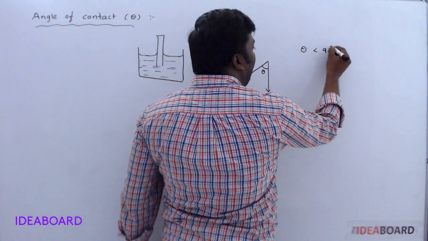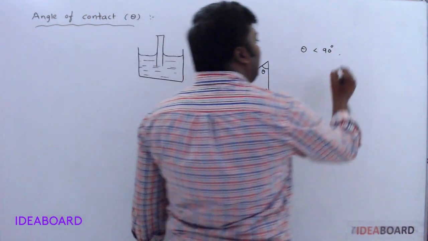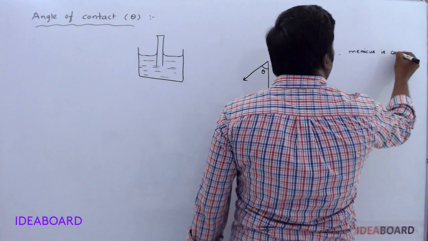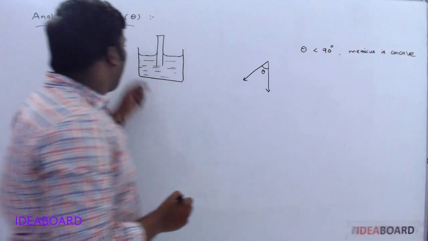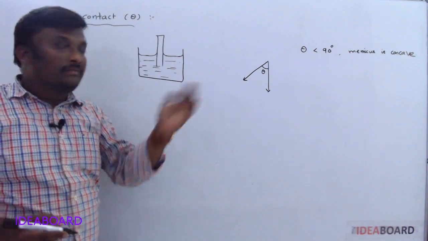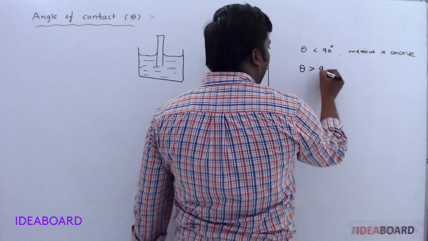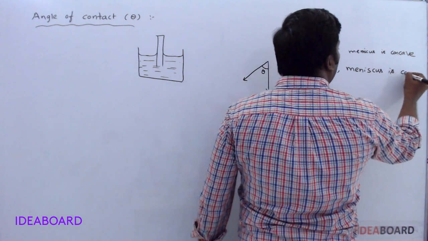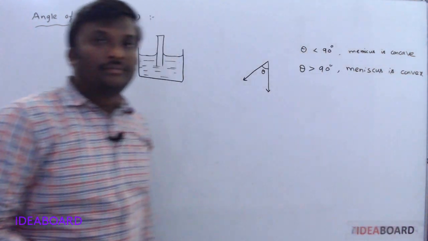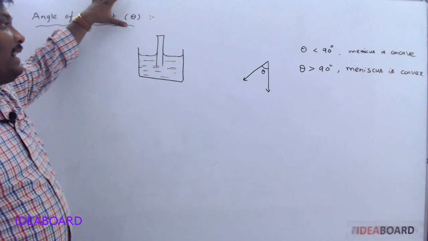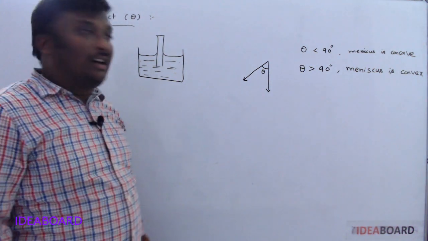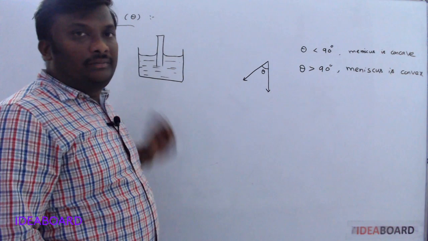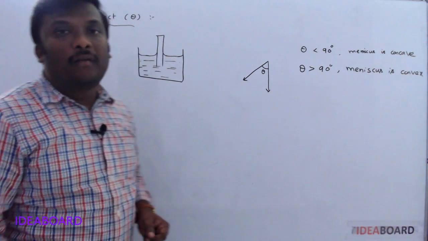If this angle is lesser than 90 degrees, meaning an acute angle, then the meniscus shape is concave, like this. If theta is greater than 90, the meniscus is convex. So the angle of contact depends completely on the nature of the liquid and the nature of the solid surfaces. Clear? This is about the angle of contact.